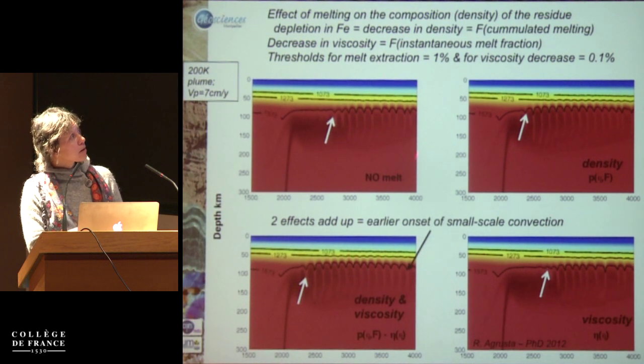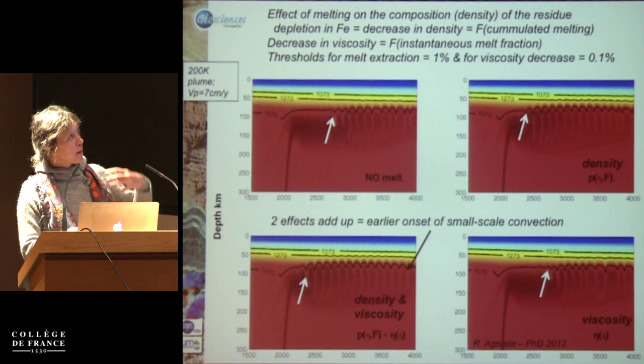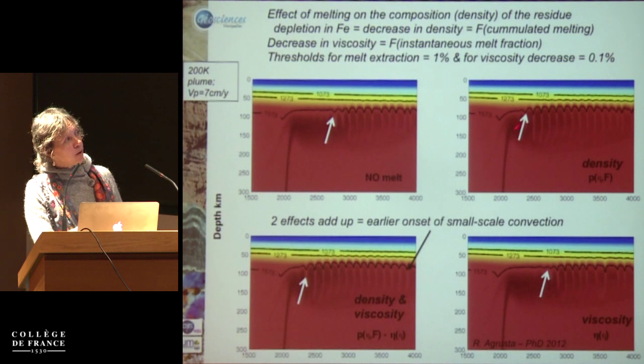This is one model, a plume model, where you have no melt. Here you have only the effect on the density, the fact that when you melt, the residue is more buoyant. So we have the density contrast here that is stronger. And you see that the small-scale convection starts earlier and is more active.